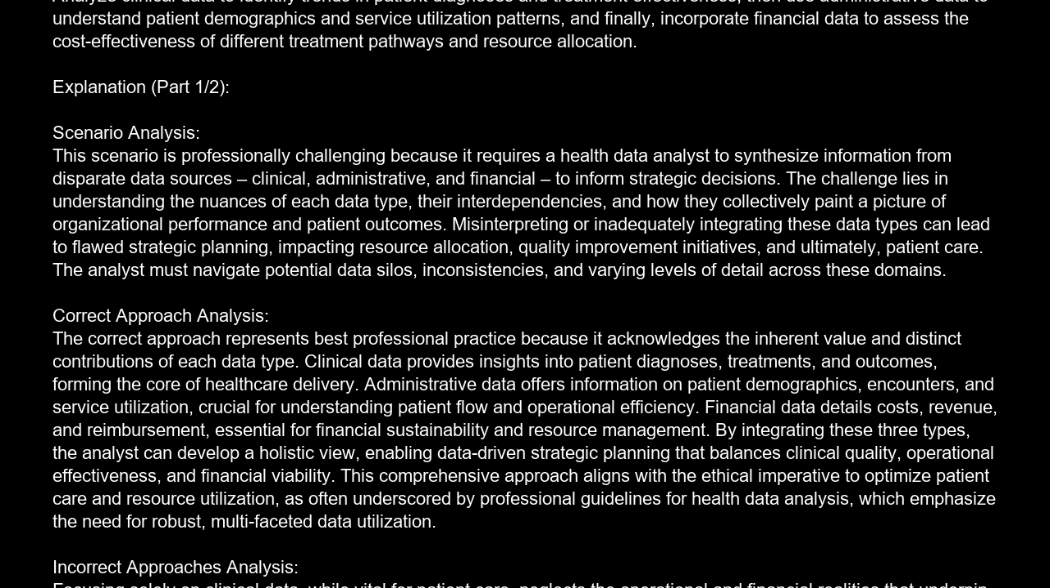By integrating these three types, the analyst can develop a holistic view, enabling data-driven strategic planning that balances clinical quality, operational effectiveness, and financial viability. This comprehensive approach aligns with the ethical imperative to optimize patient care and resource utilization, as often underscored by professional guidelines for health data analysis, which emphasize the need for robust, multifaceted data utilization.